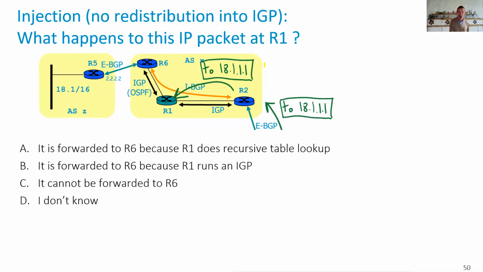Now the packet will reach R1, and then the next question is, what will happen at R1? Quiz. Time for a poll.